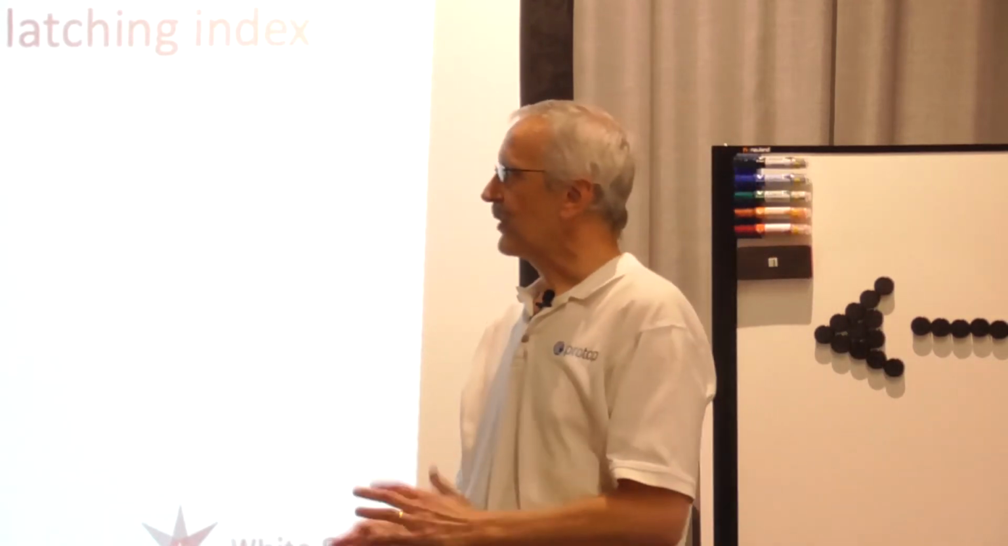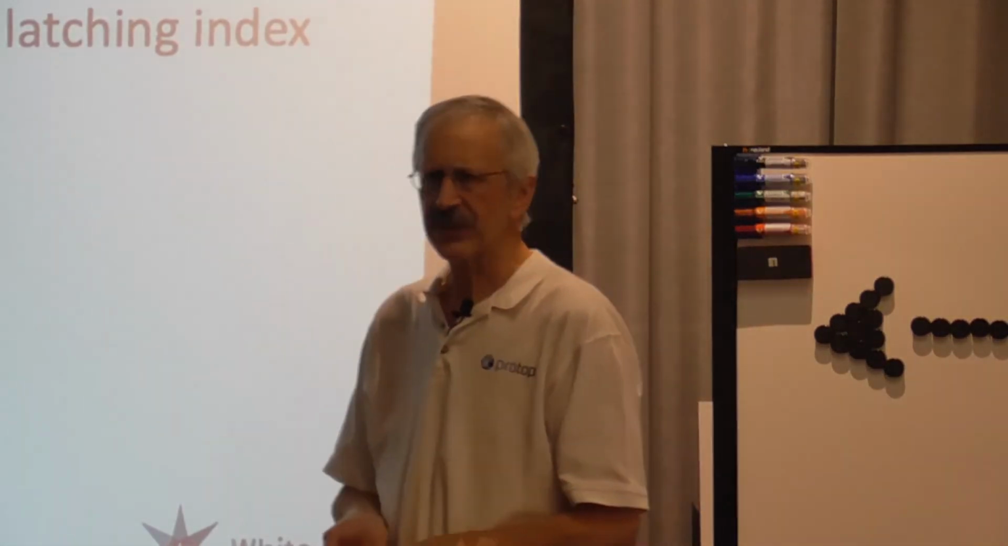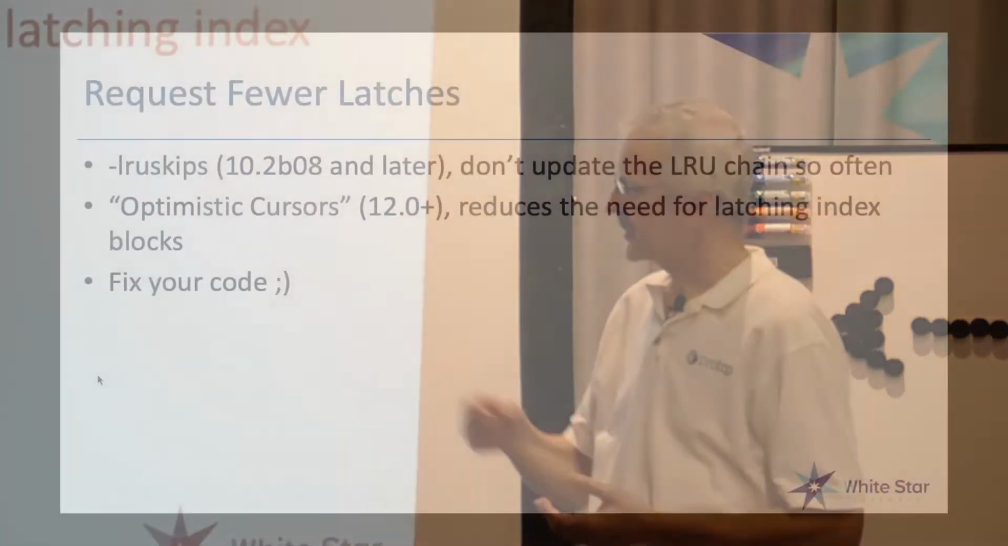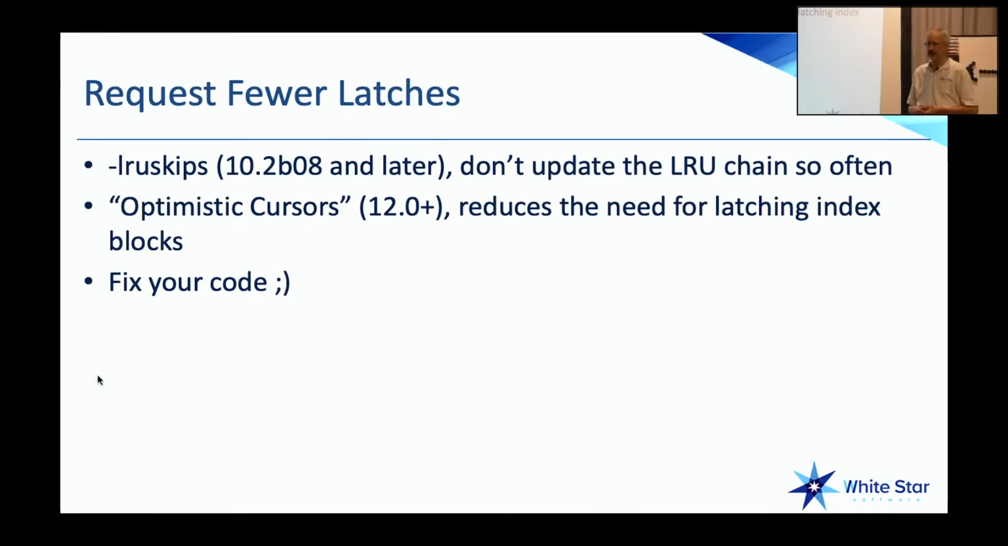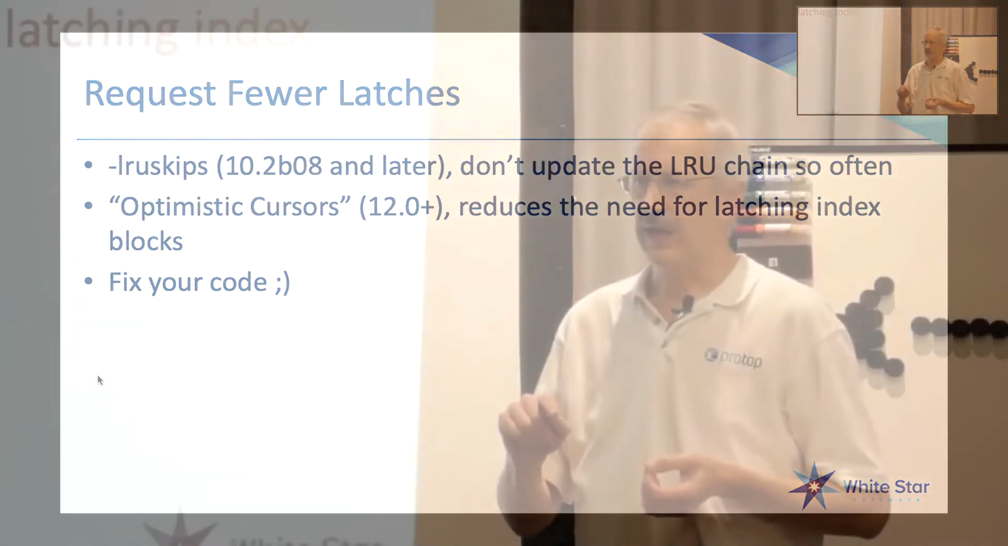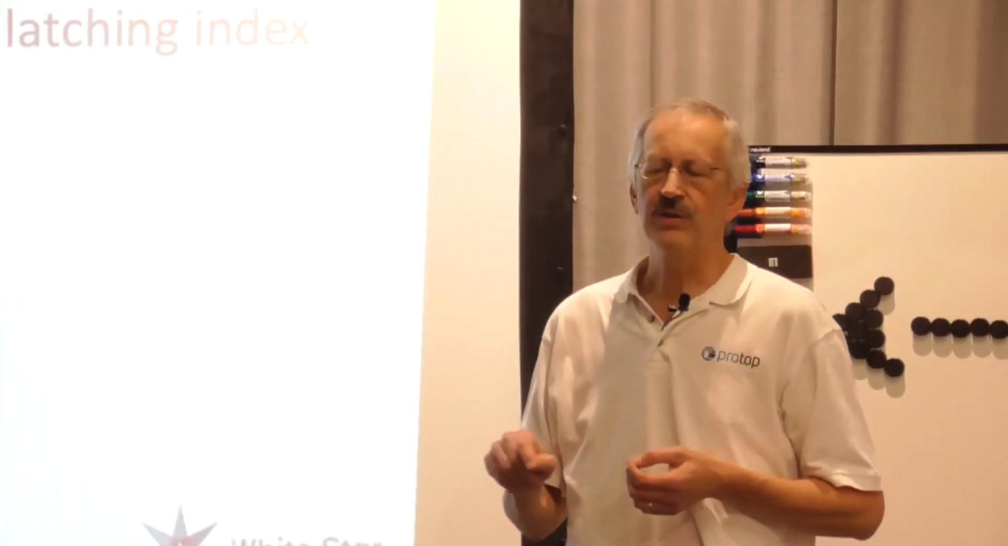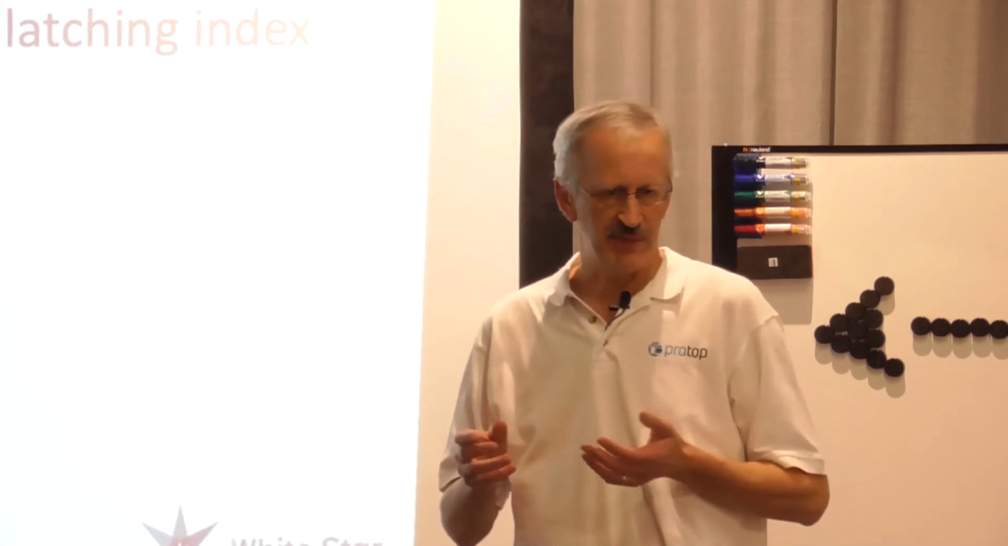So, requesting fewer latches. Well, there's a couple of different ways that you can request fewer latches. One, if you have 10.2B08 or later, you can use a parameter called -lruskips. Because in 10.2B, in anything where you're not using lruskips, the most likely latch contention you have is the LRU chain. lruskips basically says, instead of updating the LRU chain every time I touch every block, only update it every n times I check that block.